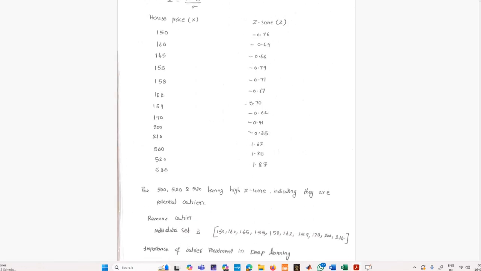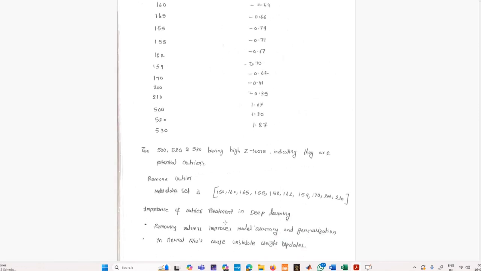So this data we are going to train using deep learning models. And the importance of outlier treatment in deep learning: automatically removing outliers improves model accuracy and generalization. As I said already, data that is far away from the rest, incorrectly classified or incorrectly labeled, will give wrong results, and the accuracy might be reduced. This can be reduced by using these outlier treatments.